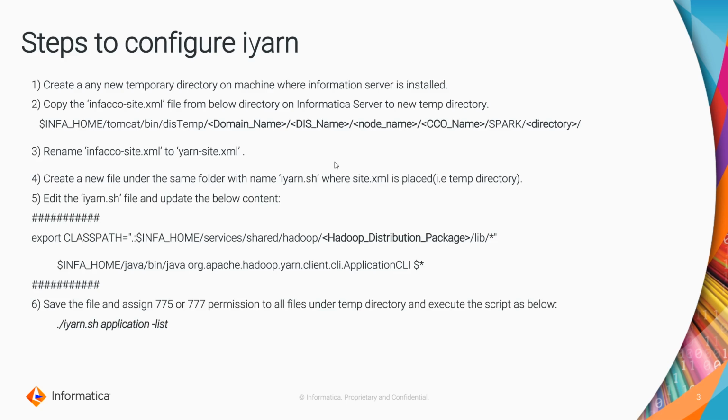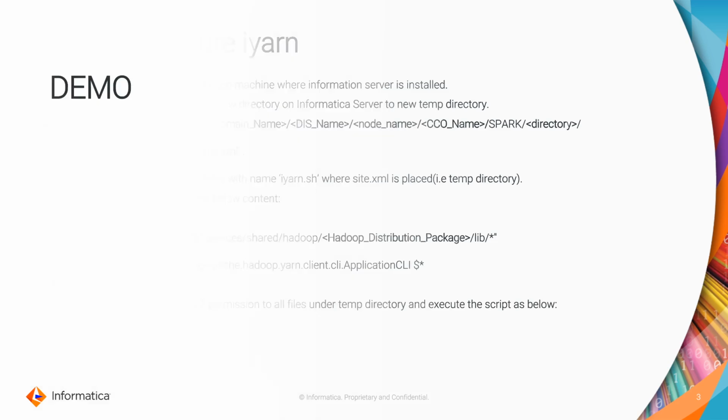Now edit the iyarn.sh file and update the content as shown here. You need to update the Hadoop distribution package detail based on the Hadoop cluster which you have integrated with Informatica. Save the file and assign the 775 or 777 permission to the file under the temp directory and execute the script as ./iyarn.sh application -list. Now let's see in the demo how to configure and use iyarn.sh.